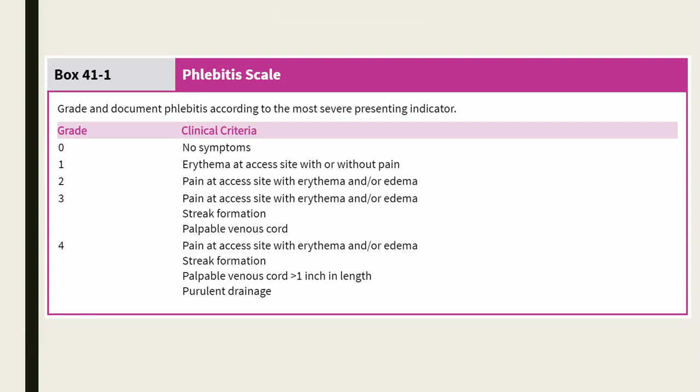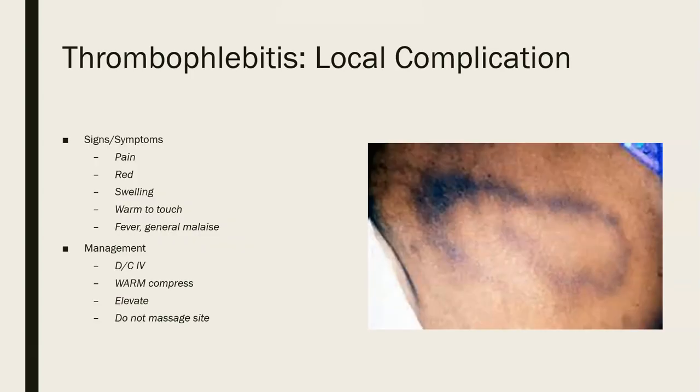And then grade 4 would be pain at the access site with erythema and/or edema, streak formation, palpable venous cord greater than 1 inch in length, and purulent drainage. So this is really, really bad. Phlebitis can be with or without an infection, but it could lead to an infection as well, or be caused from an infection.